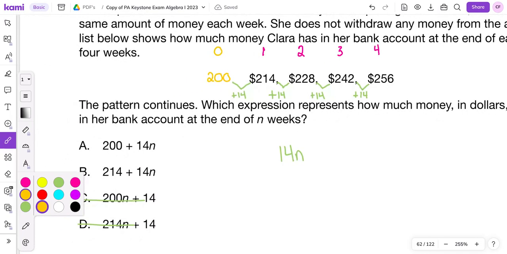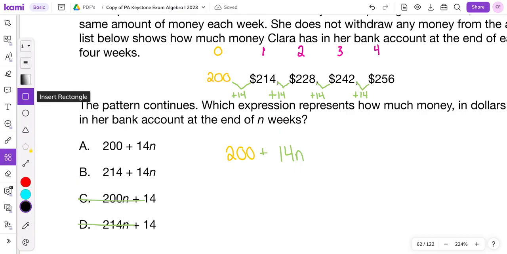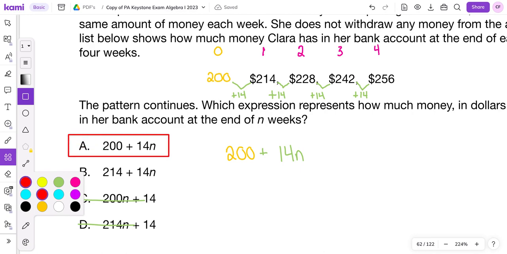Therefore, my answer choice is going to be answer choice A, because it's 200, and then the pattern increase, which means plus, and by the 14n, and that is why we are selecting multiple choice option A here for this problem.